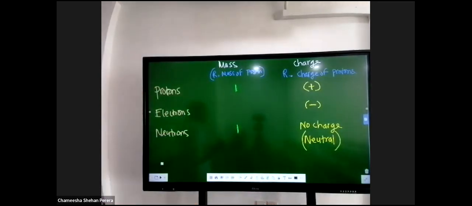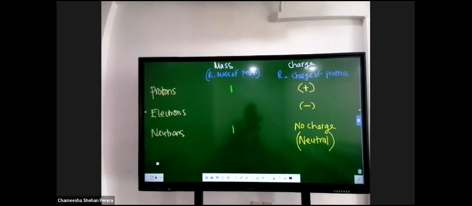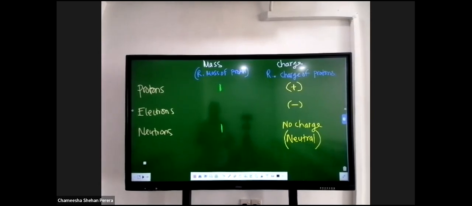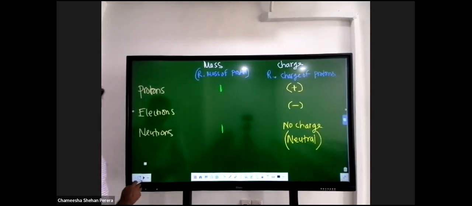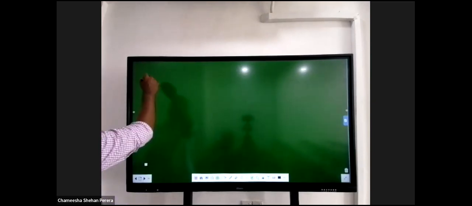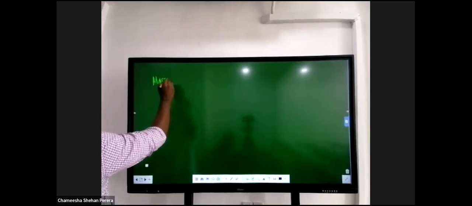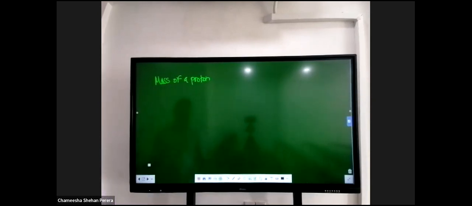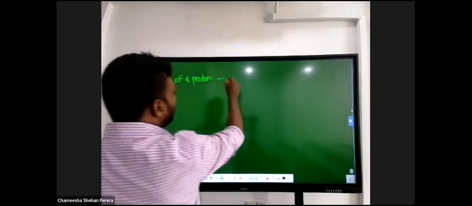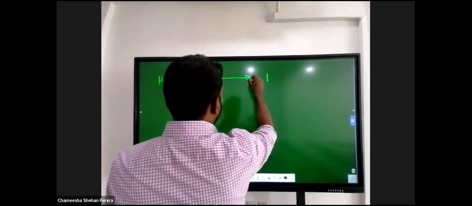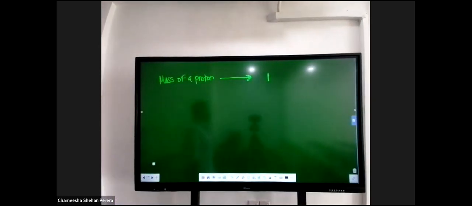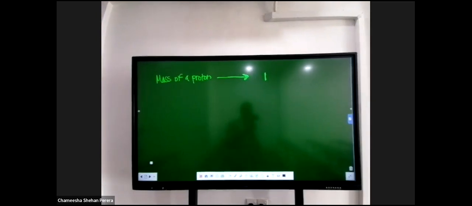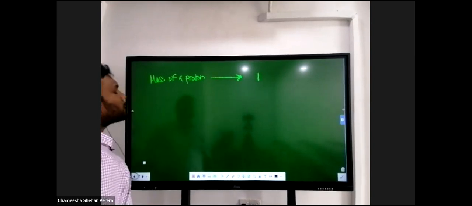Now our problem arises when you talk about the mass of an electron. You know the mass of a proton is one. If you have problems in maths, you will have some slight problem in this.